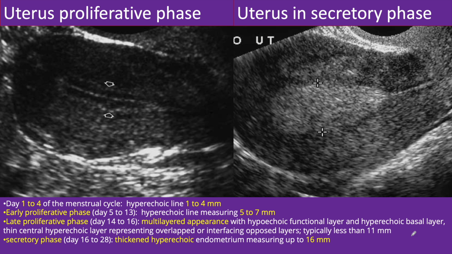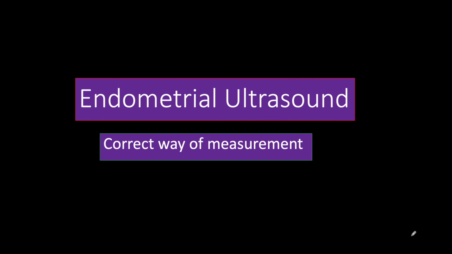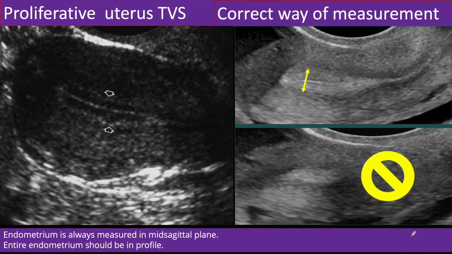Section 5. How to measure the endometrium correctly. Endometrial measurement should always be done in the sagittal plane, perpendicular to its long axis. Make sure the entire endometrium is clearly visible. Here are 2 comparison images. The lower one is incorrect. The uterus isn't in a true mid-sagittal plane, and the full endometrial stripe isn't visible.